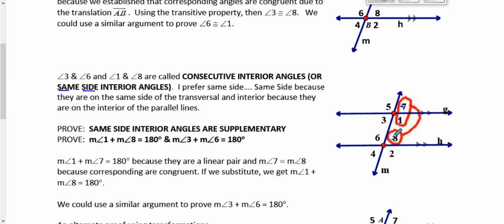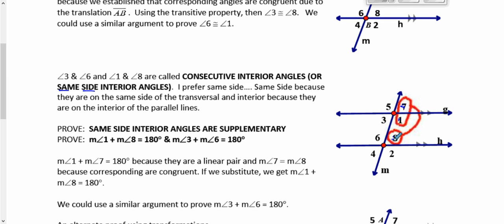Okay, so 7 and 1 are supplementary, right? And 7 and 8 are congruent. So what can you tell me about 1 and 8? They're supplementary. So it's kind of like transitivity, a little twist, right? Not necessarily congruent, congruent, congruent. It's like congruent to supplementary to supplementary, but it's kind of the same thing, right?